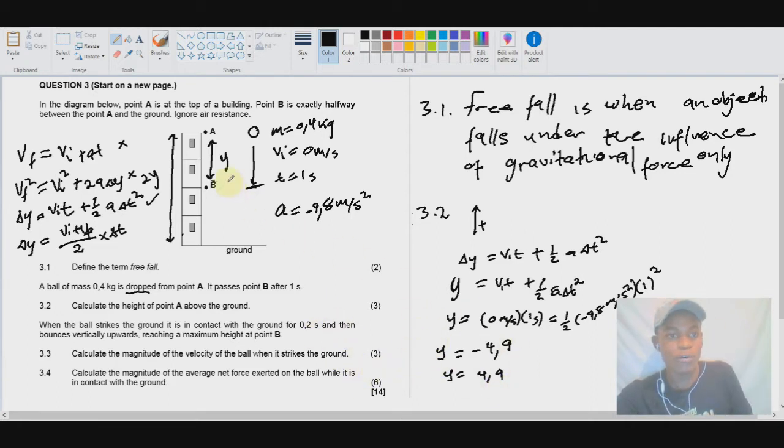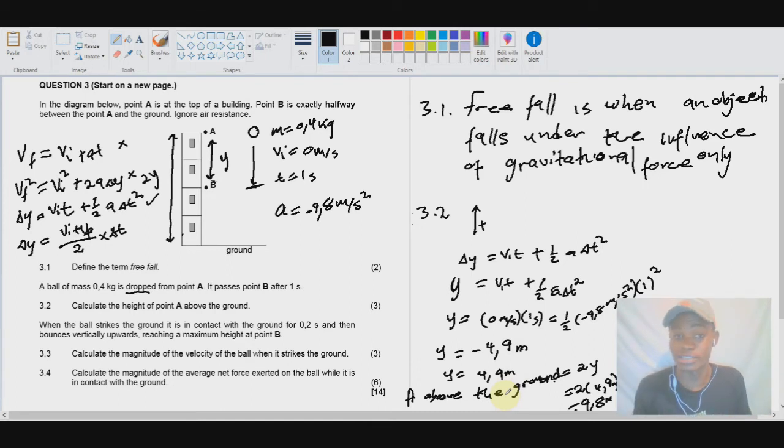So for us to get from A to the ground, because we were told to calculate the height of point A above the ground, A above the ground is equal to 2y. So if you multiply that 2, you had y, which is 4.9. Now 2 times 4.9, what do you get? You get 9.8 meters. It's very important to write the units, because we must know that you are talking of distance, you are not talking of chickens, right?